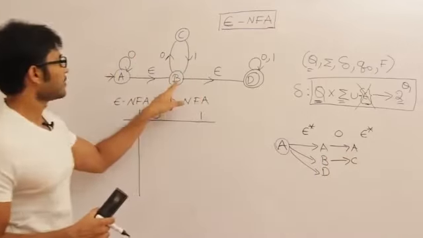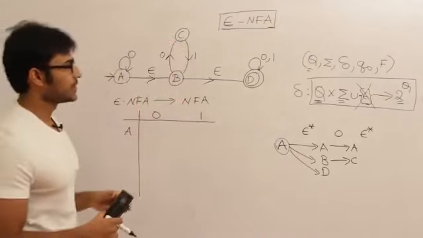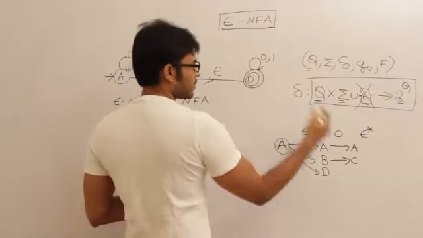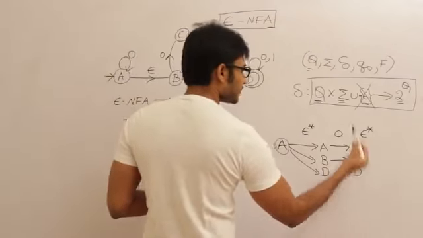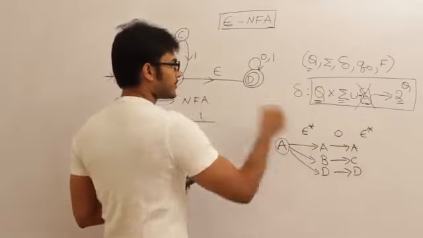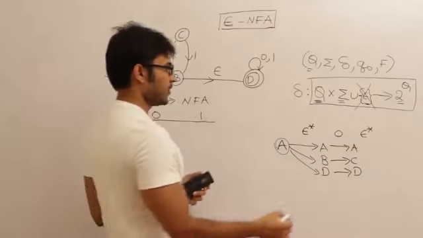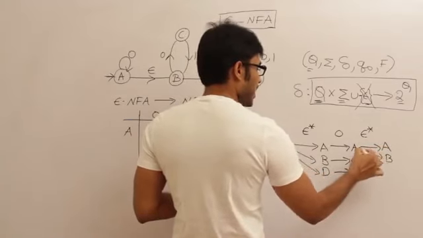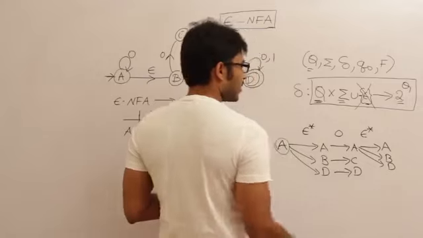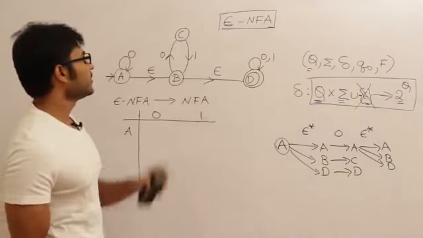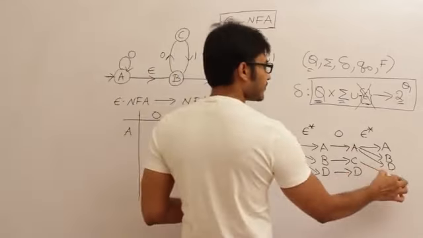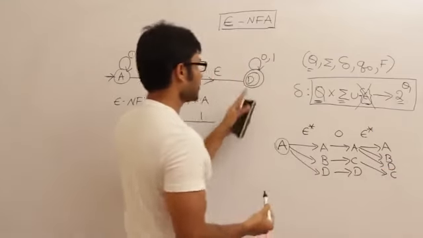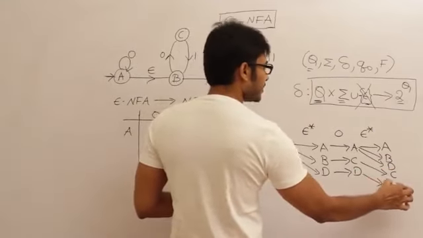Check this, capital B on 0 is going to capital C, and capital D on 0 is going to capital D itself. And again you have to find out epsilon closure. What is epsilon closure of A? Same, it can reach A, it can reach B, as well as it can reach D. What is epsilon closure of C? C will reach only C and not anything else. What is epsilon closure of D? D will reach only D.